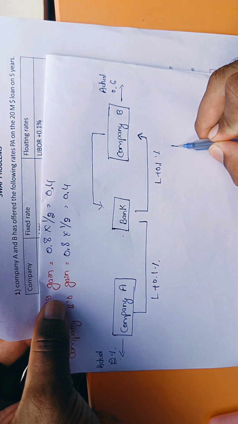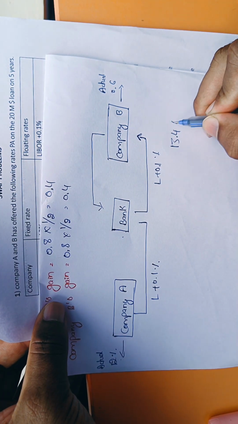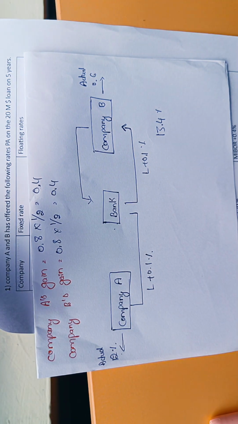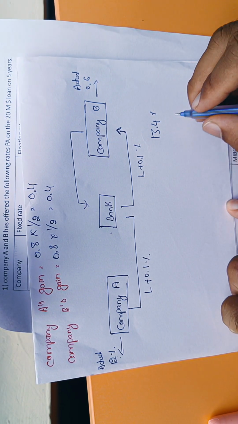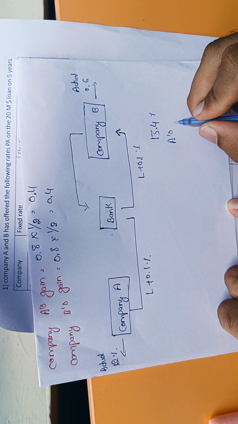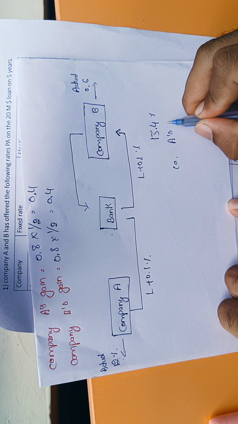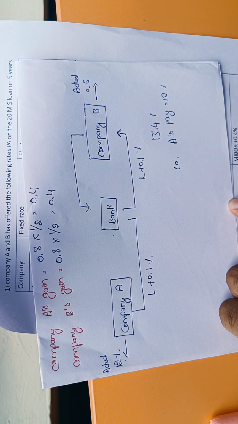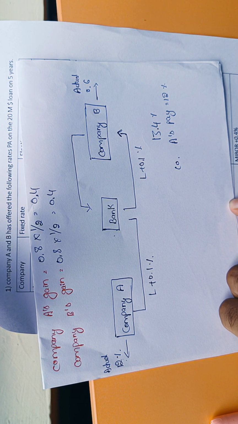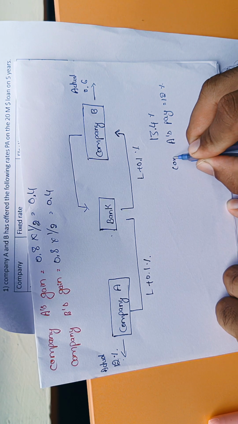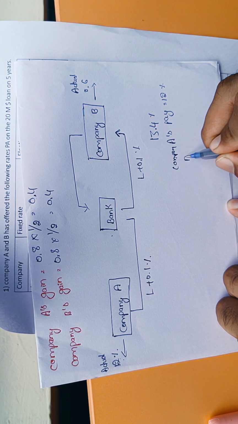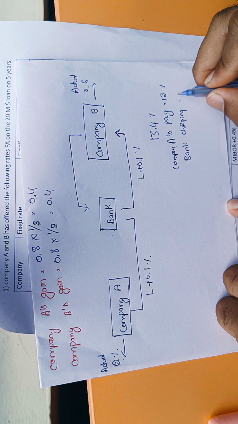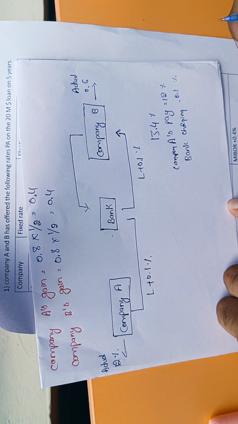13.4%. Company will not pay 13.4% to the bank. Why? Because company A is paying 12%. Company A's pay is 12%. Done. Then what? Bank. This is company A. Then bank is charging. How much is the bank charging? 0.1%.